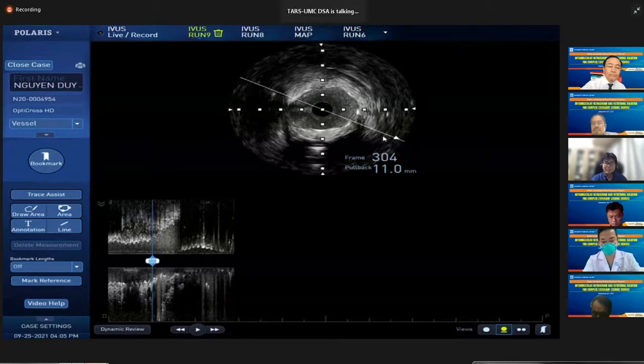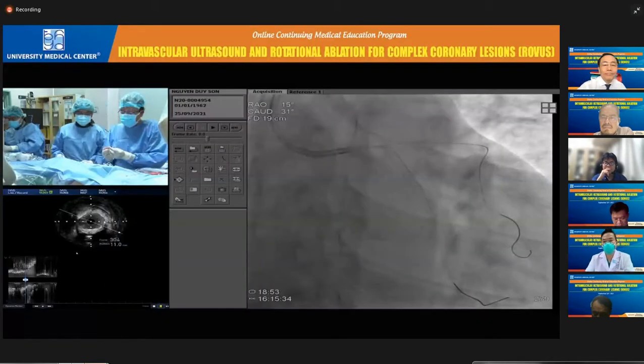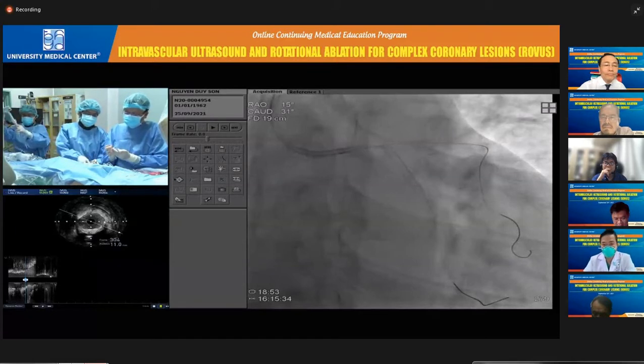A lot of... maybe we need a new balloon because... 2.5 new balloon to open the shot.